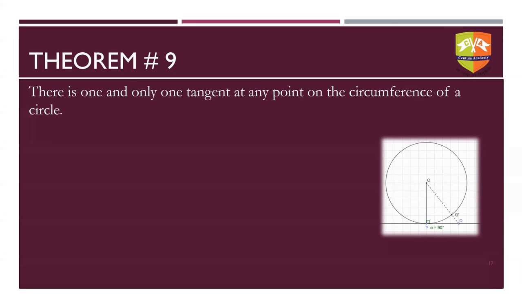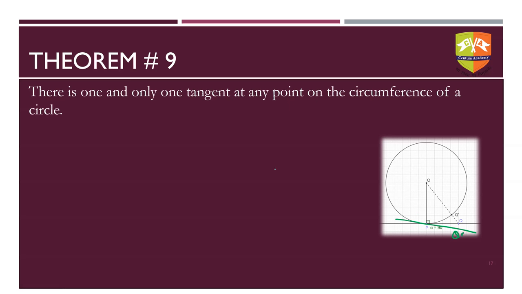What will you do here? You can go through a contradiction route. Then let there be two tangents. Let's say PQ is one tangent. Is this similar to theorem two? Yes, somewhat, you can say that. So let there be two tangents, PQ and another one, PQ dash.